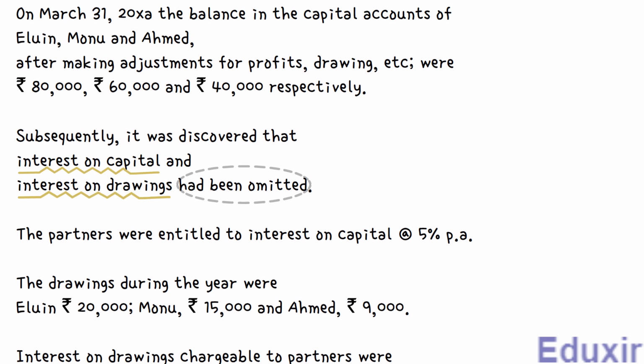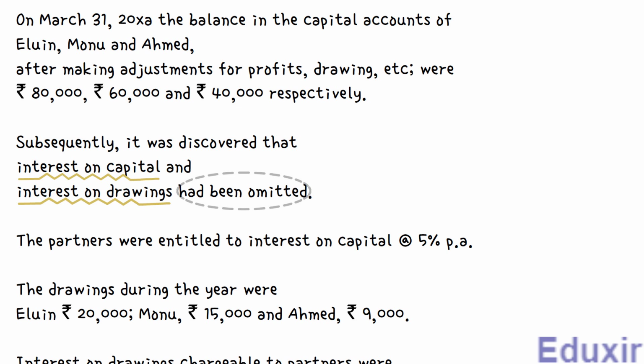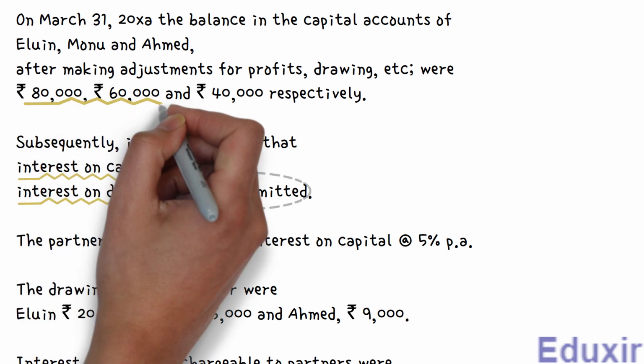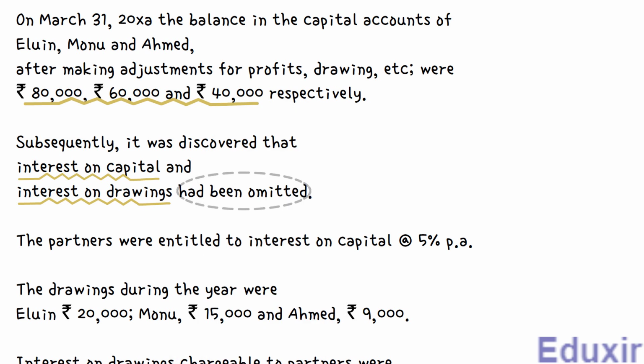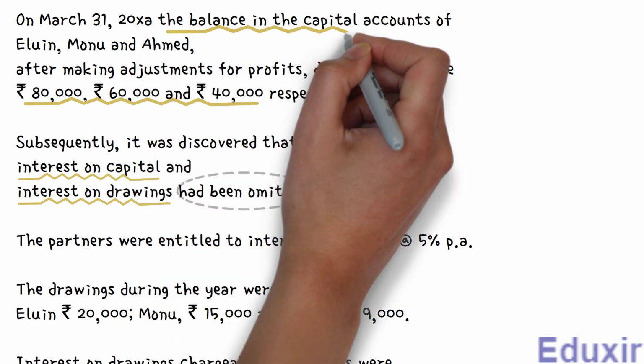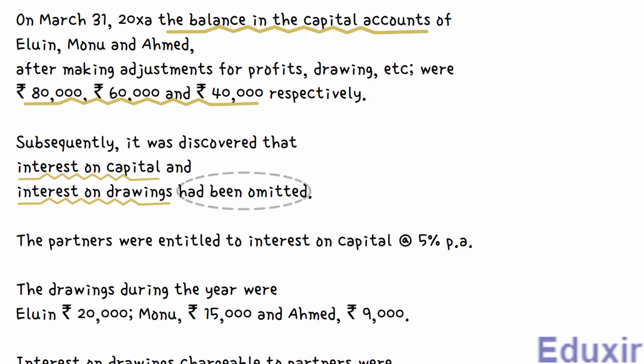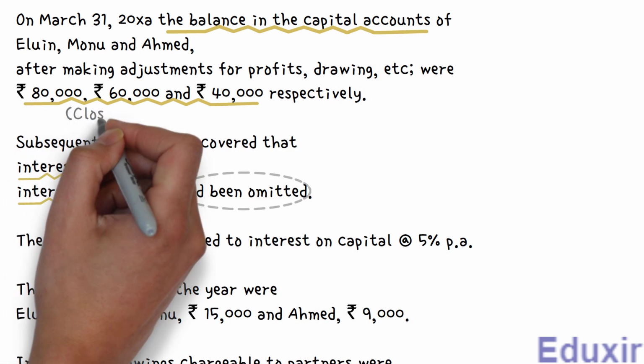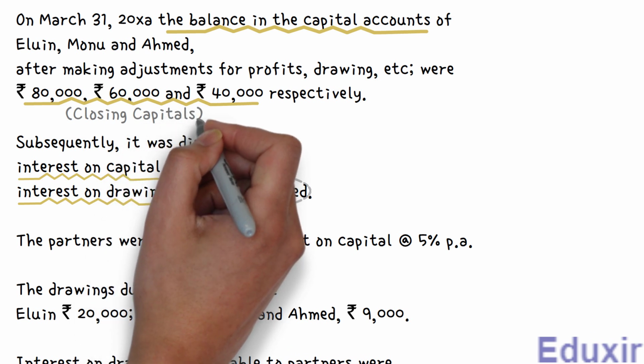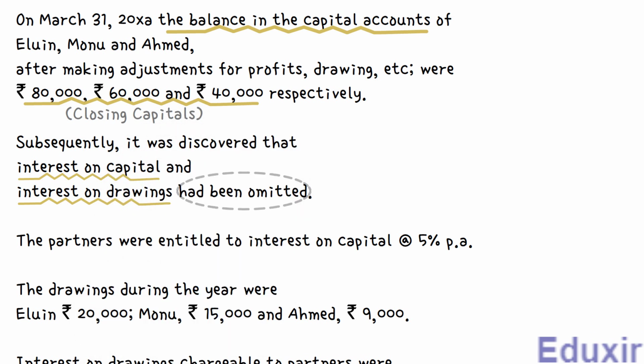So, if we know the opening capital, we can calculate the interest on capital. Now, it is given in the problem that the capitals of the partners are 80,000 rupees, 60,000 rupees, and 40,000 rupees. It is also given that these capital amounts are the balances in the capital accounts of these partners. In other words, these are the closing capitals of the partners. These are not opening capitals, but no worries. We can still find the opening capital, and from that we can calculate the interest on capital.